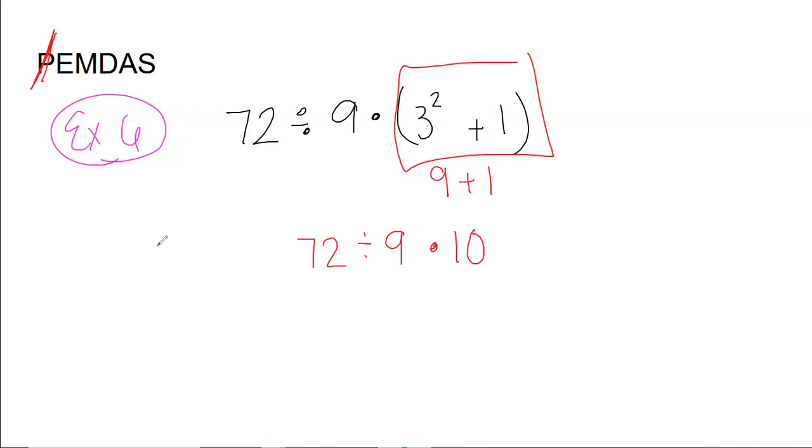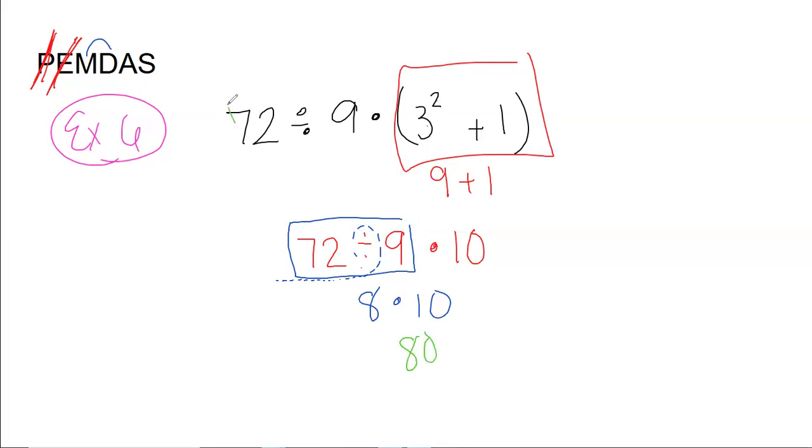Okay, so now the red is our problem. We took care of the parenthesis. We did have an exponent, but it was in the parentheses, so there's no more exponents. Now go multiply or divide left to right, like you're reading a book. So left to right, stop when you hit multiply or divide. Oop, there's a divide. 72 divide 9 is 8. Drop down. And then you just have that one problem left. 8 times 10 is 80.